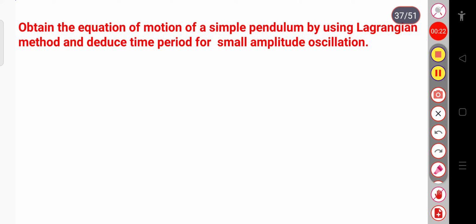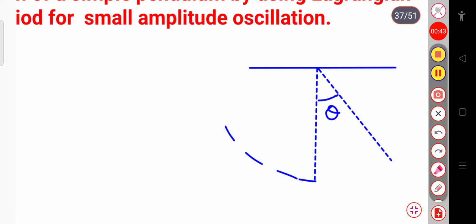Now let us consider a simple pendulum suspended over here. This one is the simple pendulum. It is oscillating about its mean position. Suppose it is displaced to this point by making an angle theta. So it is oscillating just like this. This is the bob of the pendulum.